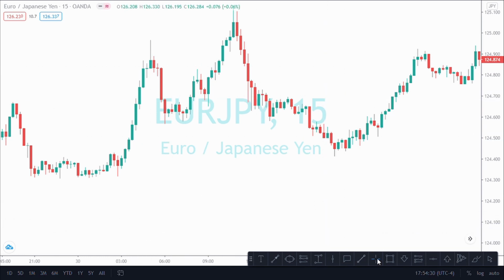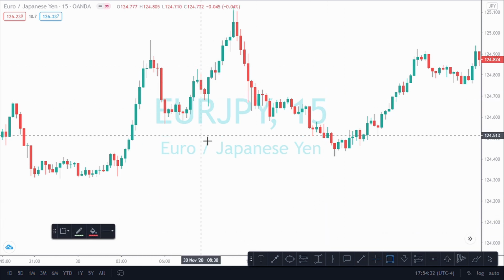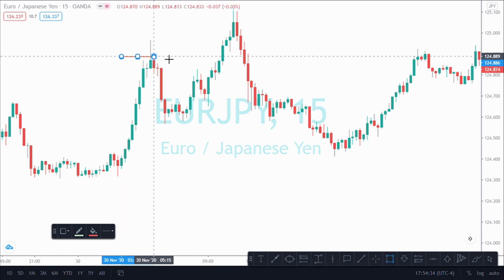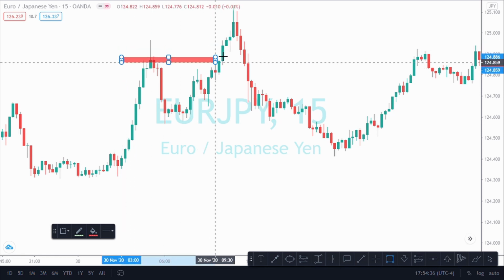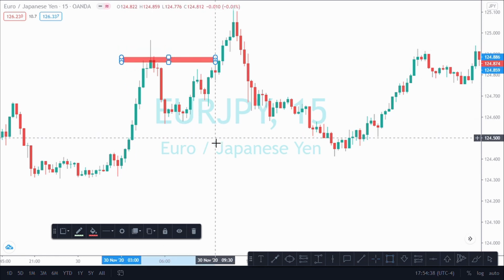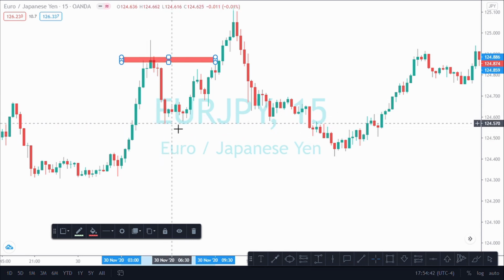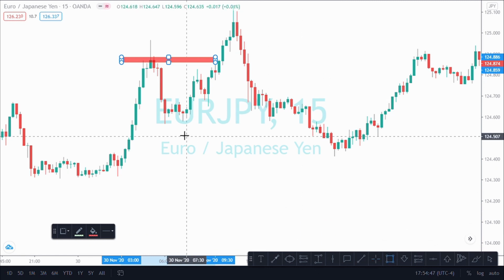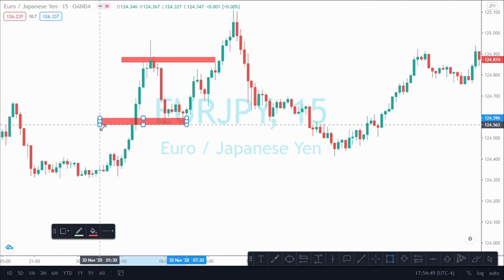So the same concept, we're going to find the zone. So this would be the resistance, and right here, or somewhere around here, would be the support. Okay, pretty simple so far.